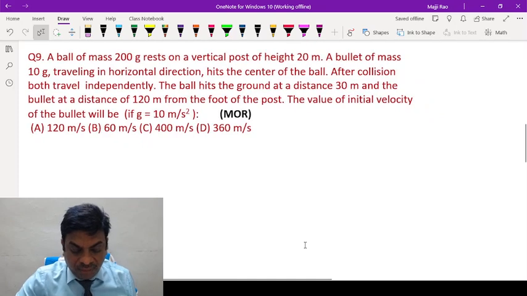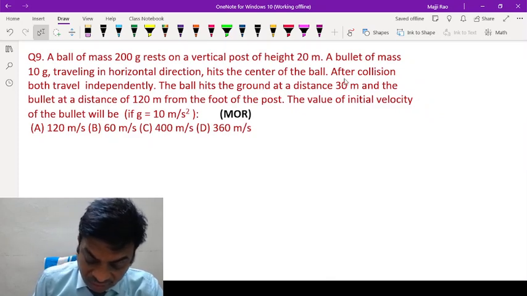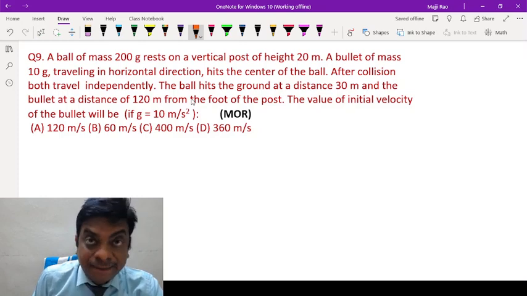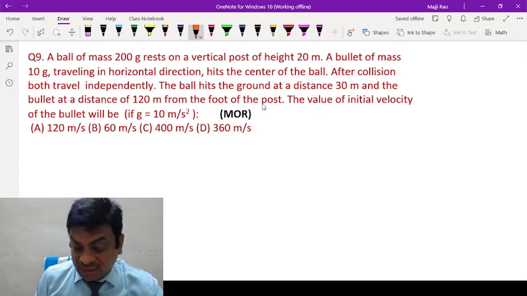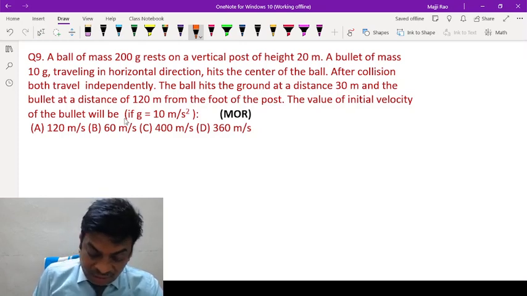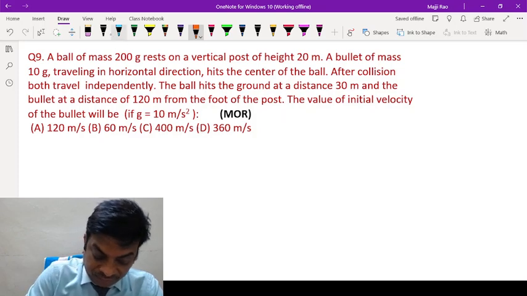A ball of mass 200 gram rests on a vertical post of height 20 meters. A bullet of mass 10 gram traveling in horizontal direction hits the center of the ball. After collision, both travel independently. The ball hits the ground at a distance 30 meters and the bullet at a distance 120 meters from the foot of the post. The value of initial velocity of the bullet will be.